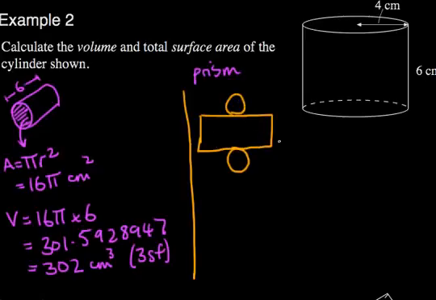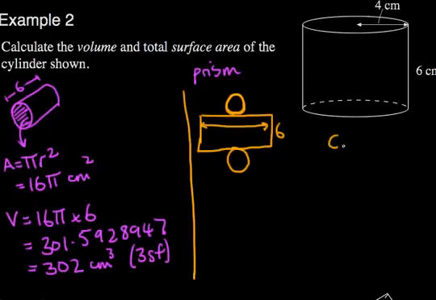Now, what are the dimensions of this rectangle? Well, the height is 6. That's the same as the height of this. But what about the length from here to here? Well, if I rolled up a piece of paper, this length is the same as the length around the circle, or the circumference. So what is the circumference of this circle?